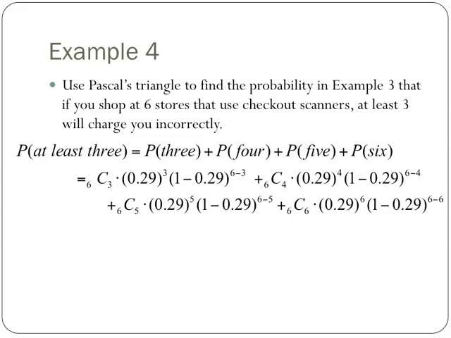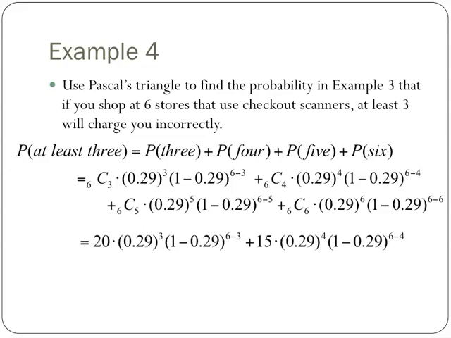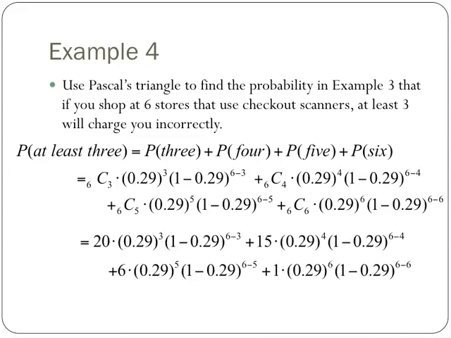Now, instead of having to find 6 choose 3, 6 choose 4, 6 choose 5, 6 choose 6, using your calculator or using the formula, you can go ahead and use Pascal's triangle and look at row number 6. Now looking at row 6, 6 choose 3, that's the one right in the middle. That's 20, then 6 choose 4 is 15, and then 6, and then 1. So we can go ahead and replace those right away. So 20, 15, 6, and 1.